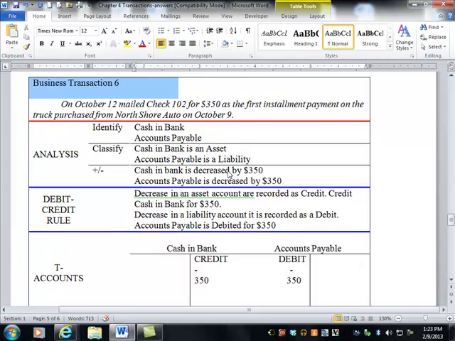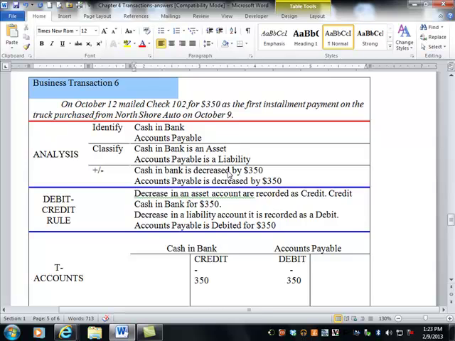Make sure you fill those in as well. You'll see that because we wrote a check and spent $350, that decreased our cash and bank, and a decrease in the asset account is credited, and we now owe less money to North Shore Auto. A decrease in a payable account is recorded as a debit.